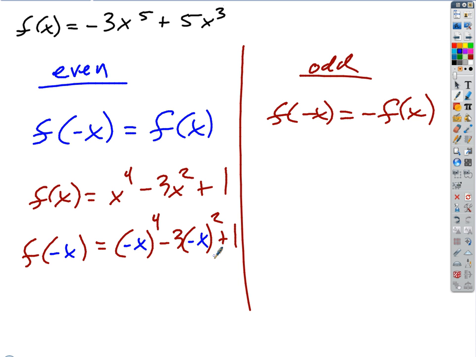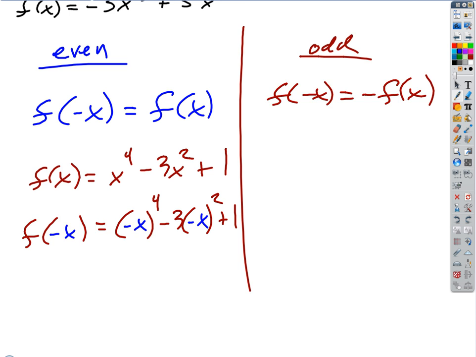Okay, what's negative x to the fourth? The quantity negative x to the fourth is x to the fourth, right? The quantity negative x squared is just x squared, right? And so do you see here that f of minus x ends up being f of x, right? So that's even symmetry.